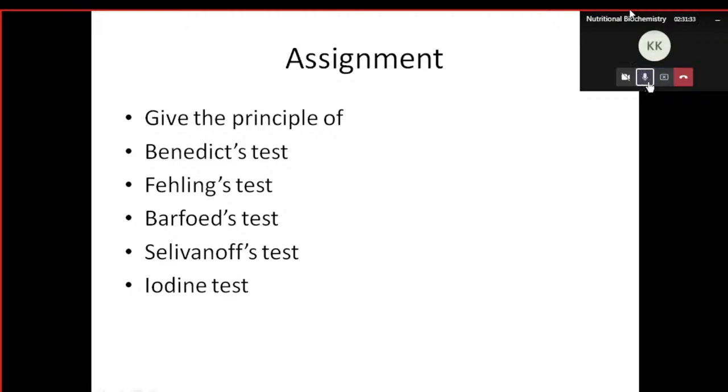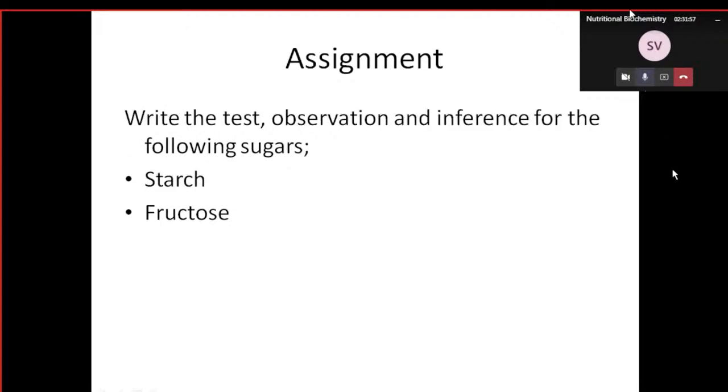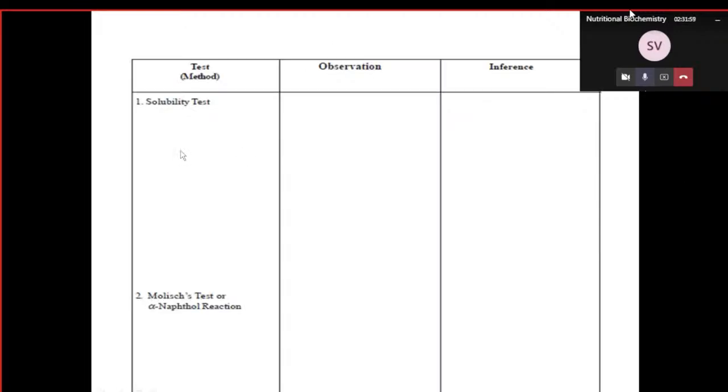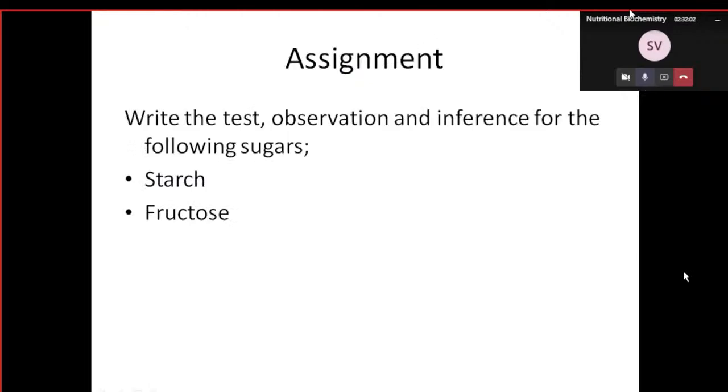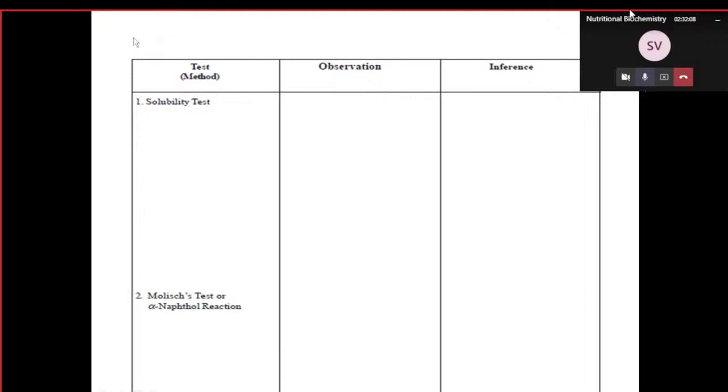Have you finished this? Can I show you the next assignment? Ma'am, we are still writing, but you can give the next assignment. We can finish together. I'll just explain. Next assignment is you have to write the test, observation and inference in the form of a tabular column like this. Write sample 1 on the top, and then draw tabular columns: test, observation and inference.